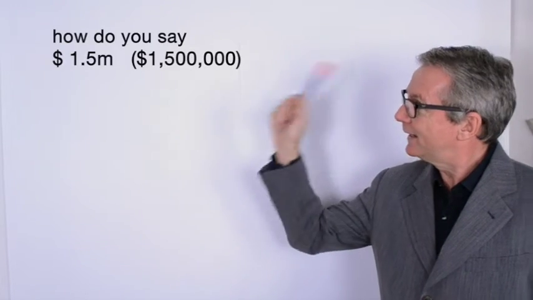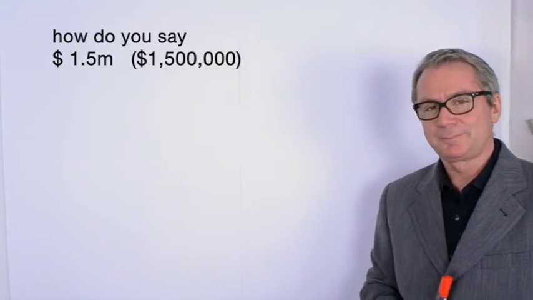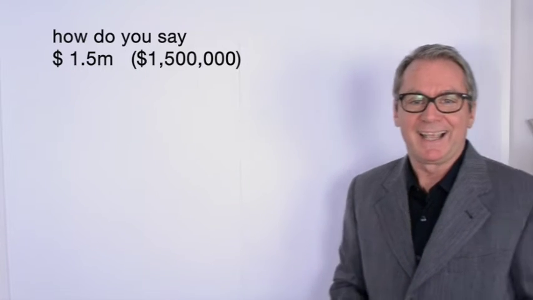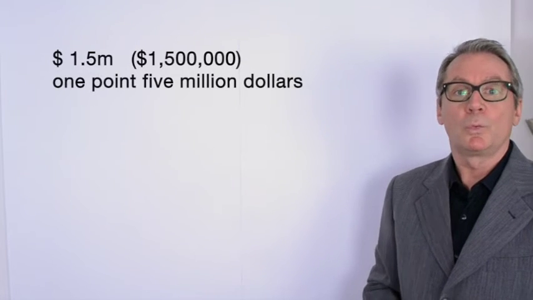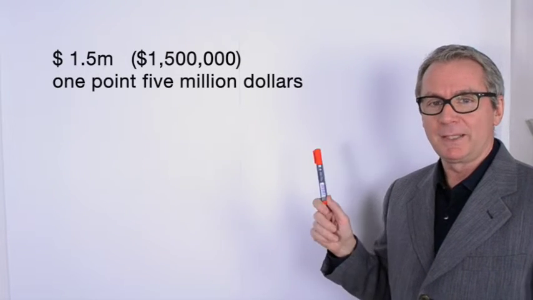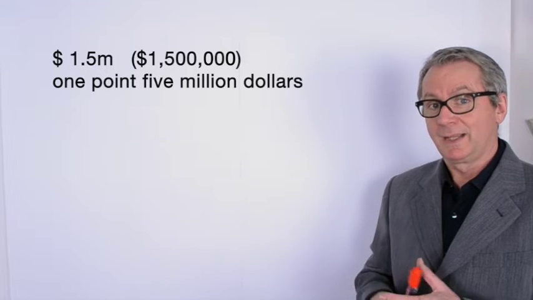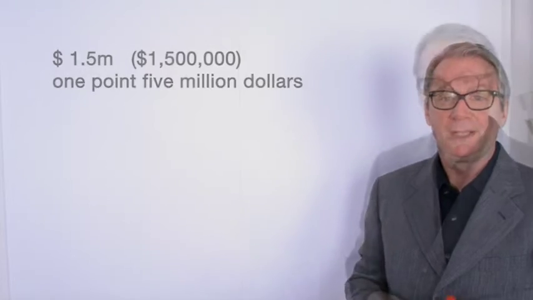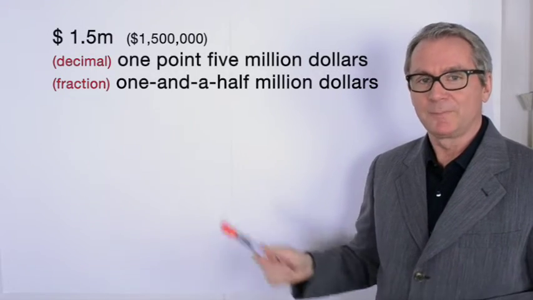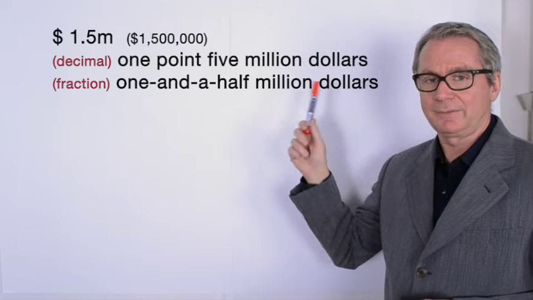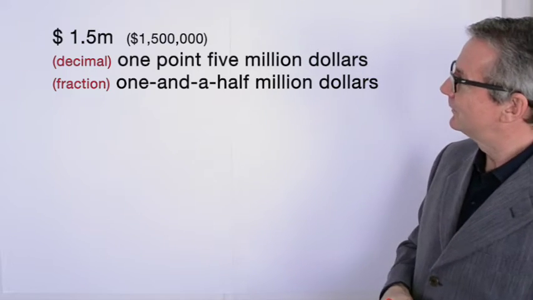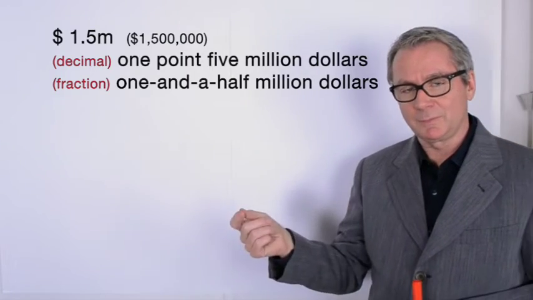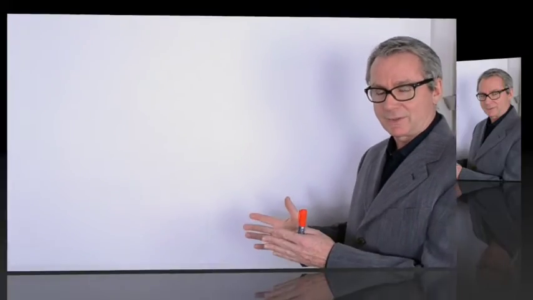So how do you say this number here? Well, you can say it in two different ways. That's why I've written it. The first way you can say it is $1.5 million. And the second, which you will hear a lot when people are talking to you, and you simply use a fraction: $1.5 million. Two ways to say the same number. One is using a decimal, the other is using a fraction.